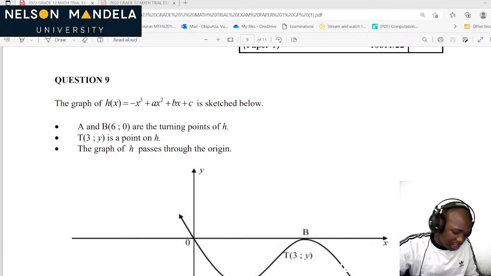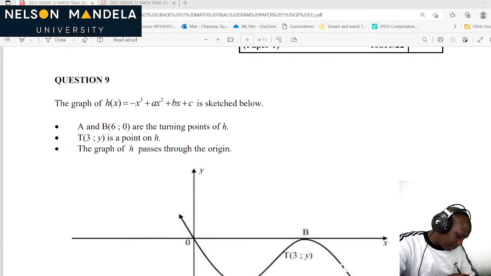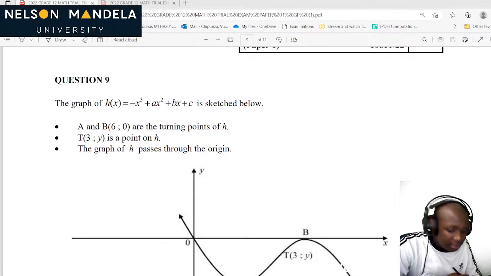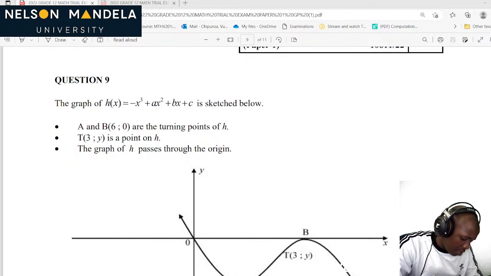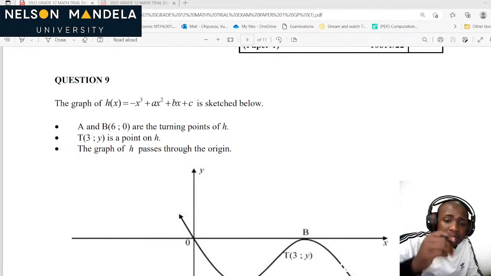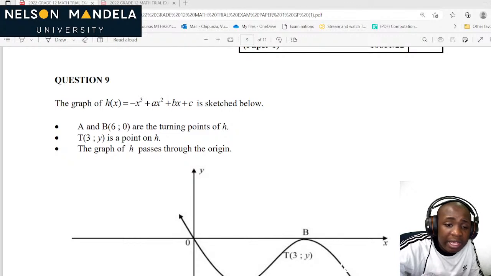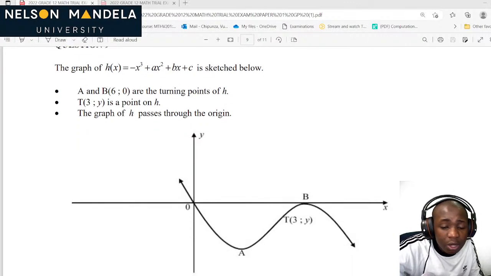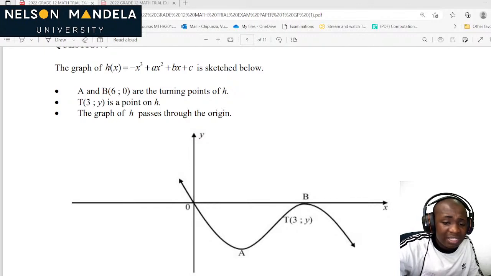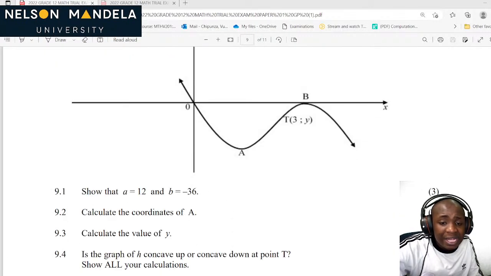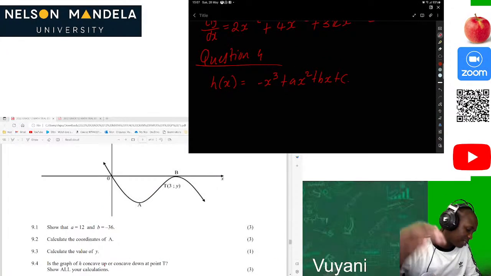So what is our original formula? We are now on question 9. Of course, we know that h of x is equal to negative x cubed plus ax squared plus bx plus c. Now we are also given point A there. We are also given the point at the origin, which is 0 is to 0. So now let's just show that a will be 12 and b will be negative 36, which means definitely we should have some simultaneous equation there.